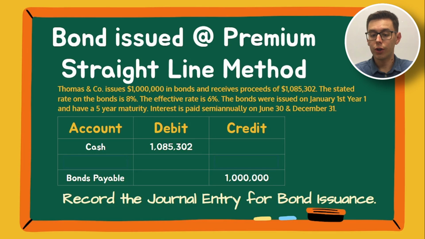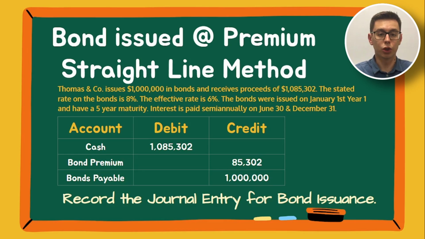To balance this journal entry out, we have to have a credit of $85,302. But what is that? If you guessed, it's the bond premium. So this was the difference between the proceeds that we received and the bonds payable face value or face amount. We received $85,302 over the amount of the face.